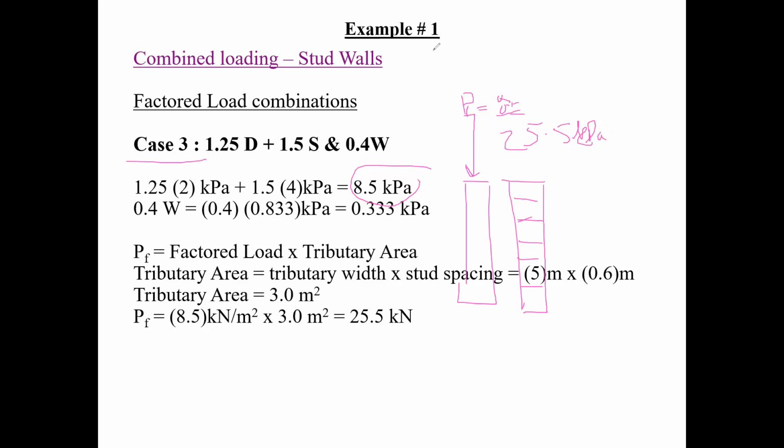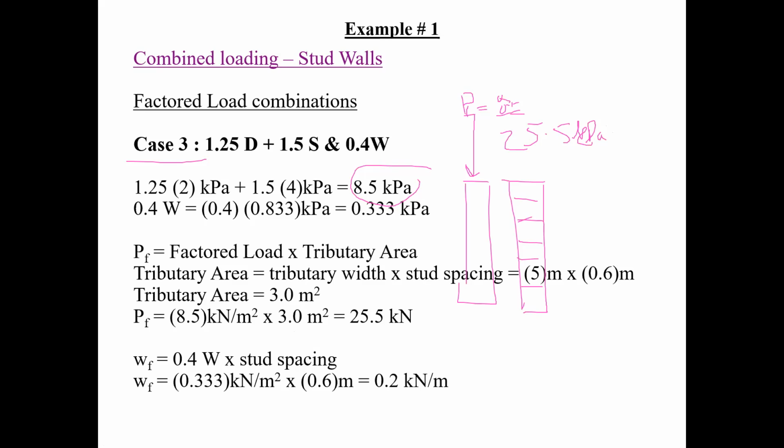And now I will calculate my WF. So this is your wind load multiplied by your stud spacing, because to get a WF you only have to multiply by the tributary width in this case. And therefore we end up with 0.2 kilonewtons per meter. So here I have a WF of 0.2 kilonewtons per meter.